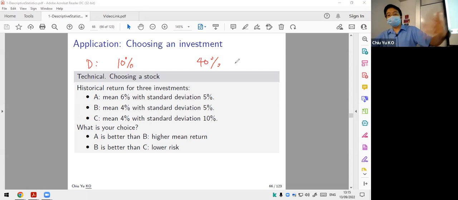How to trade off this mean and SD is something you learn in finance class, right? What we call the CAPM model, or the three-factor model, can tell you whether it is a good trade-off or not. But that is not something we discuss today. If you learn finance, you learn how to choose that kind of trade-off. Here it is very straightforward, right?